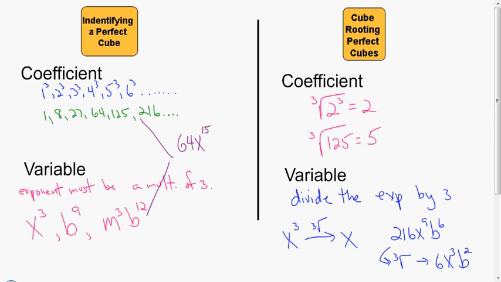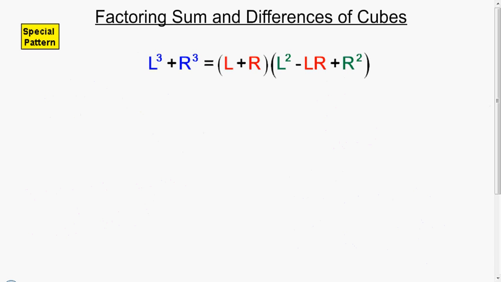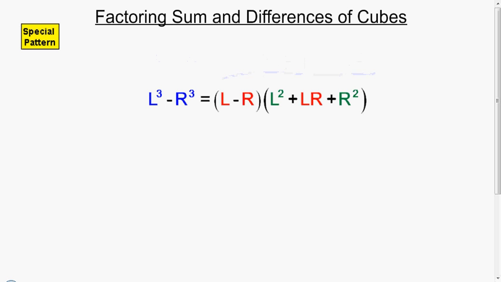Okay, let's take a look at what we meant a little bit by this special pattern. The special pattern for sums and differences of cubes is what allows us to write the factored form. Right here we see that the sum of cubes factors into this special pattern, and the difference of cubes factors into this special pattern.